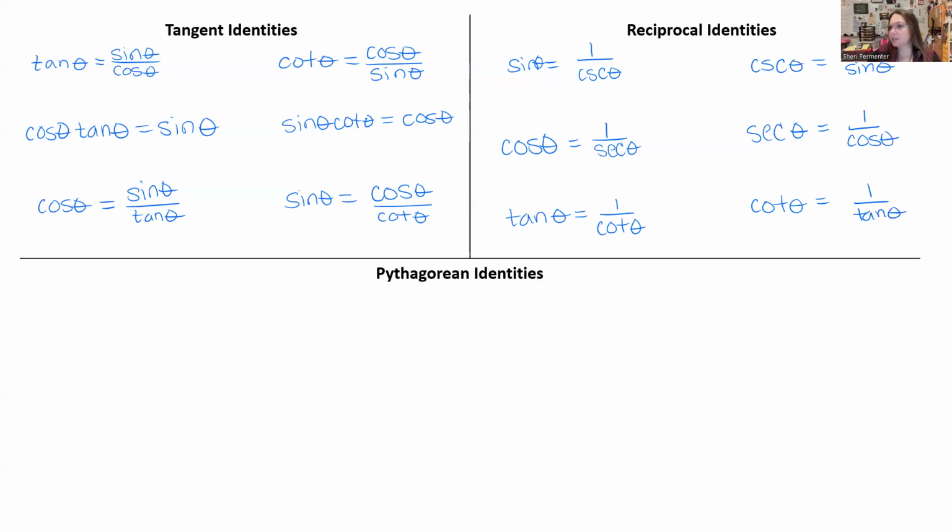Pythagorean identities. We're going to start with the Pythagorean identity, and it doesn't matter which order you do it. Sine squared plus cosine squared or cosine squared plus sine squared. I might interchange them because I never remember. It doesn't matter. It's just one squared plus the other squared equals 1. So sine squared plus cosine squared equals 1.